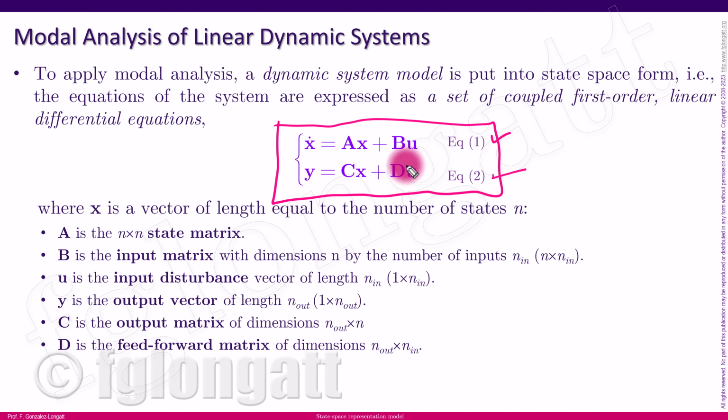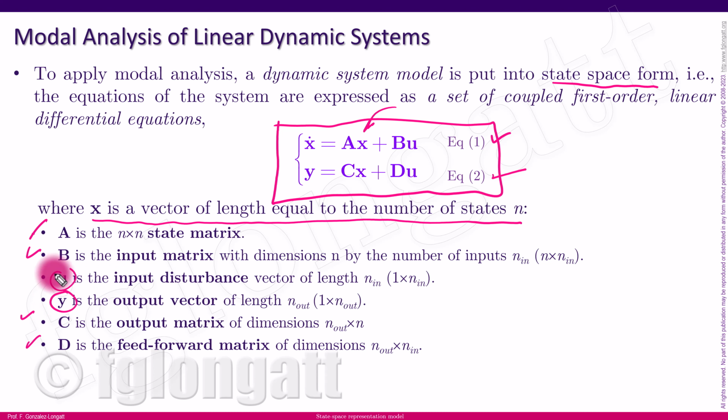So the combination of equation 1 and 2 is what we call the state space representation, where x, this beautiful letter x over there, is a vector containing the n states in the system. And the matrices A, B, C, and D are matrices that represent the characteristic of the system, and y and u represent the output vector and the input disturbance respectively.